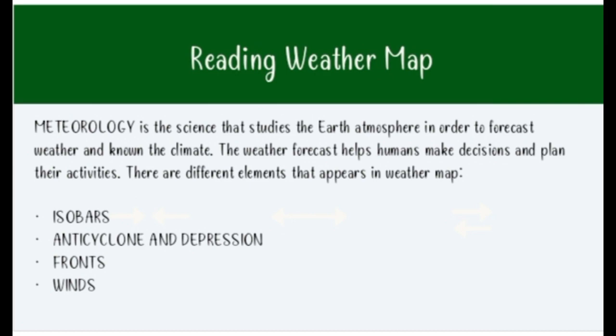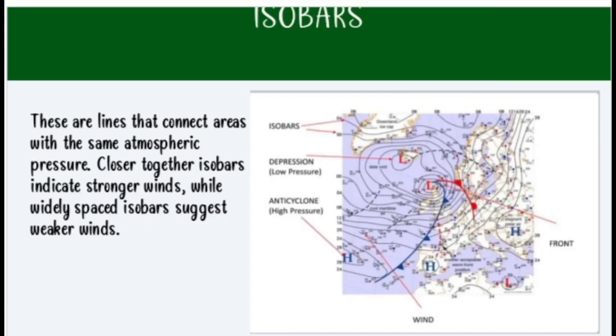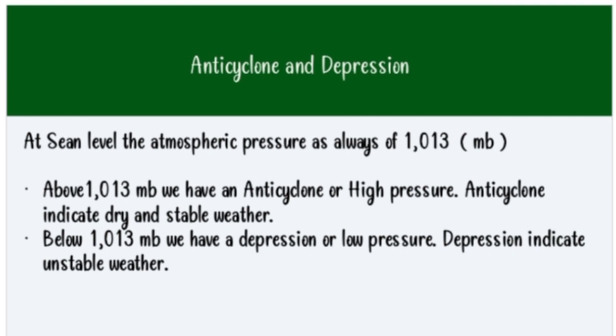The first element of weather maps is isobars. An isobar is a line on the weather map connecting points of equal atmospheric pressure. Weather maps help visualize pressure patterns and identify the areas of high pressure and low pressure influencing weather conditions. Isobars show atmospheric pressure, which is measured in millibars or hectopascals with the use of barometers.